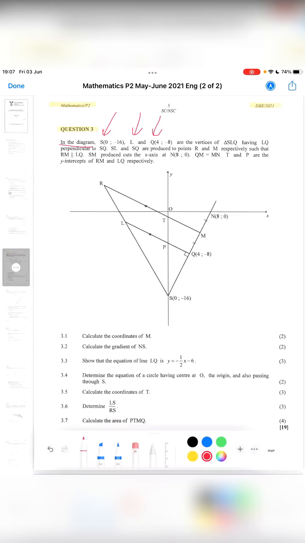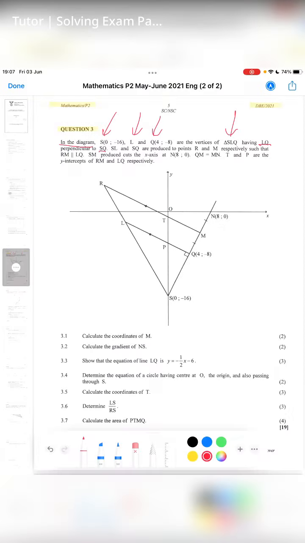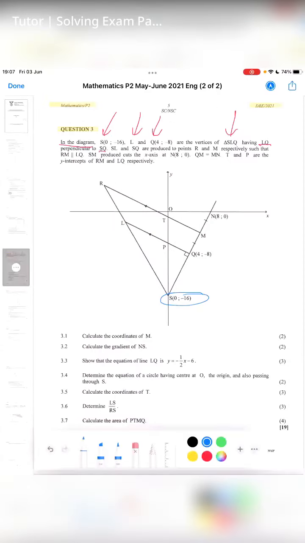They say these are the vertices of that triangle, having LQ perpendicular to SQ. So let's check where those are. Where's point S? Okay, there's point S. And then where is L? Can you see there is L? It doesn't have coordinates, that's why they just indicated L. And then Q, it has the coordinates. Where's Q on the diagram? There is Q, ladies and gentlemen.